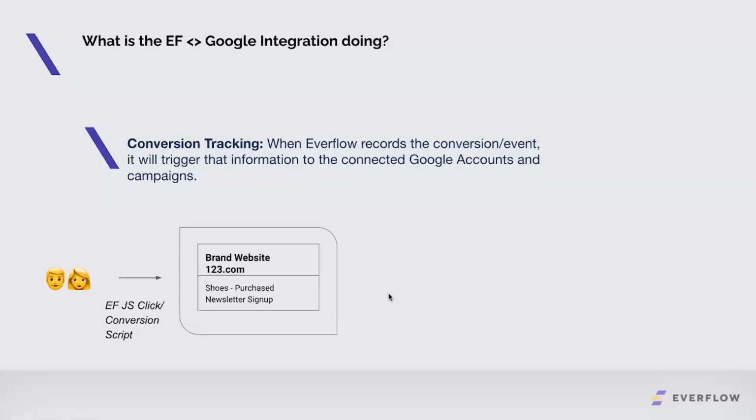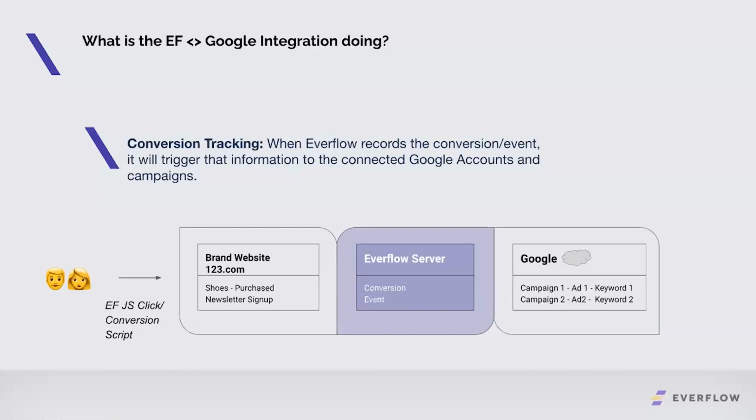Once that comes through and is created in Everflow as a conversion or event, because of the Google integration, we can then forward that information to the relevant Google conversion action. And that conversion action is generally tied to a specific campaign and also to a specific ad or keyword combination during the setup of Google ad campaigns. Yeah, so that's a very general high-level overview.